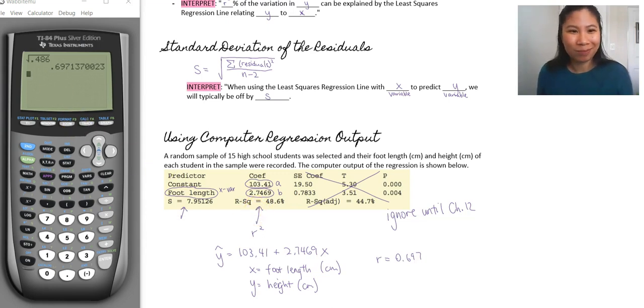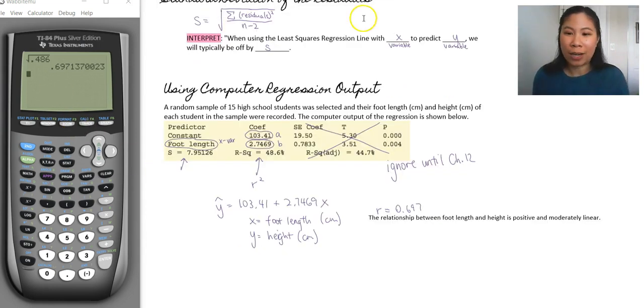If we were to interpret this correlation number, we can say that the relationship between foot length and height is positive because of the positive slope and moderately linear. Remember, our correlation number always talks about how linear it is, so we have no idea if this data set is actually curved or not. We wouldn't be able to tell that unless we were able to see the scatter plot of all our data points, which we don't have here.